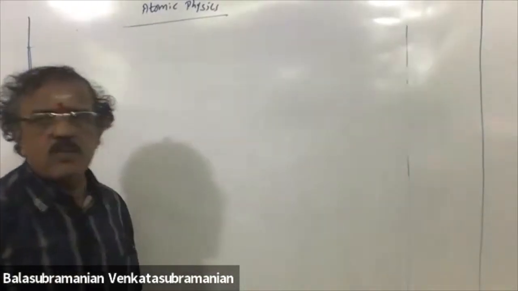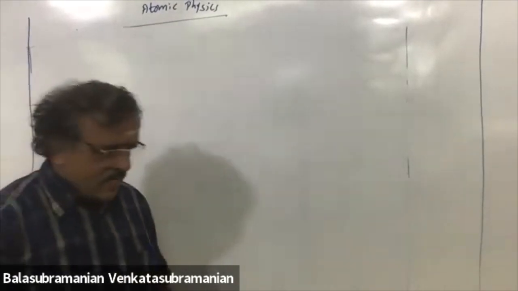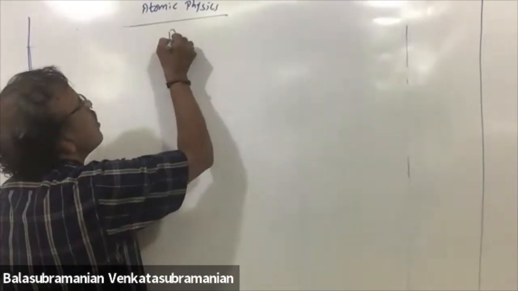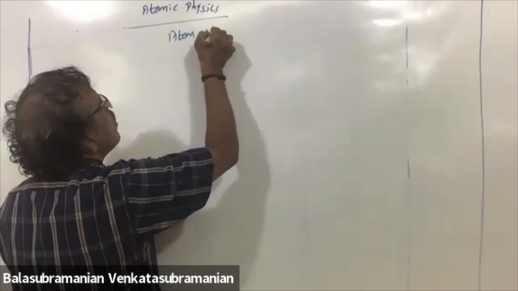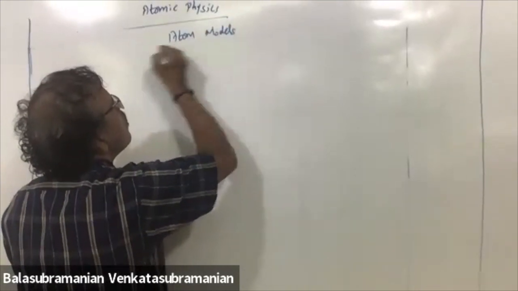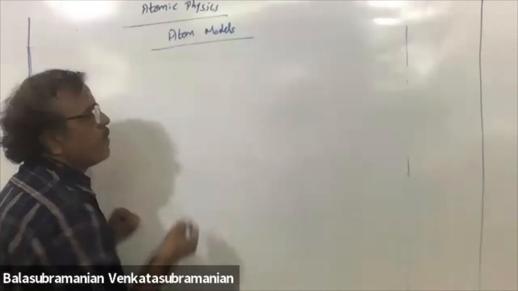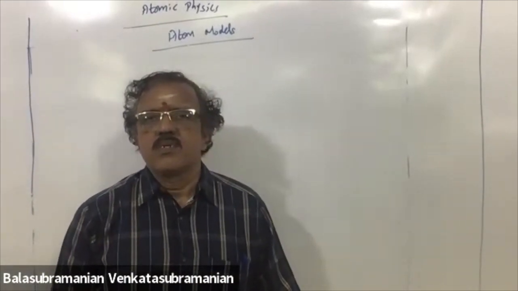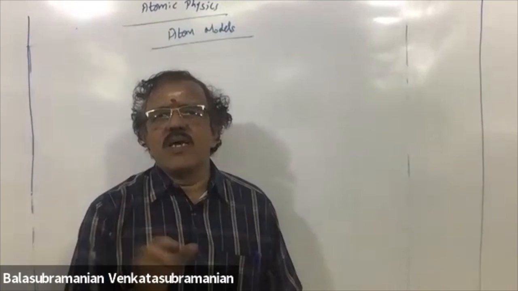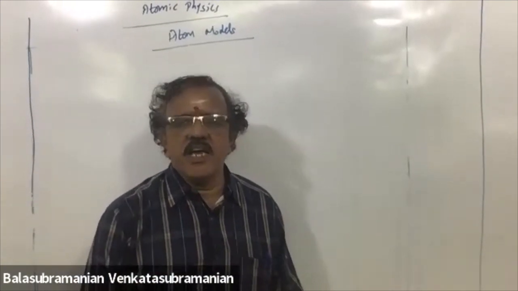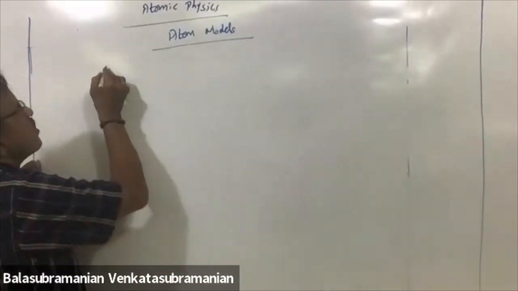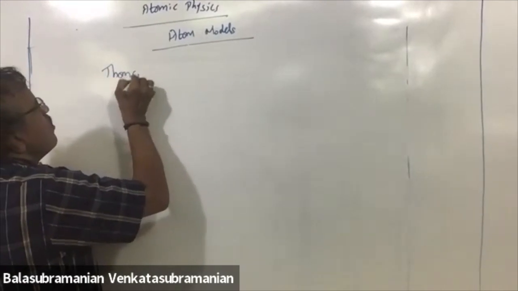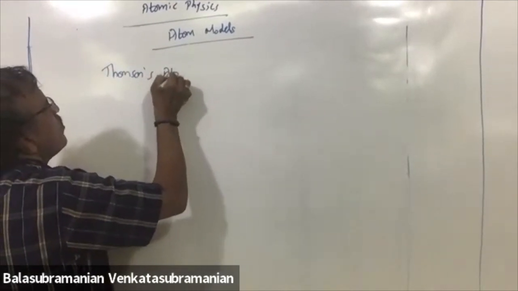Next, we are going to talk about atom models. How does an atom look like? Initially, it was given by Thomson. Thomson's atom model.